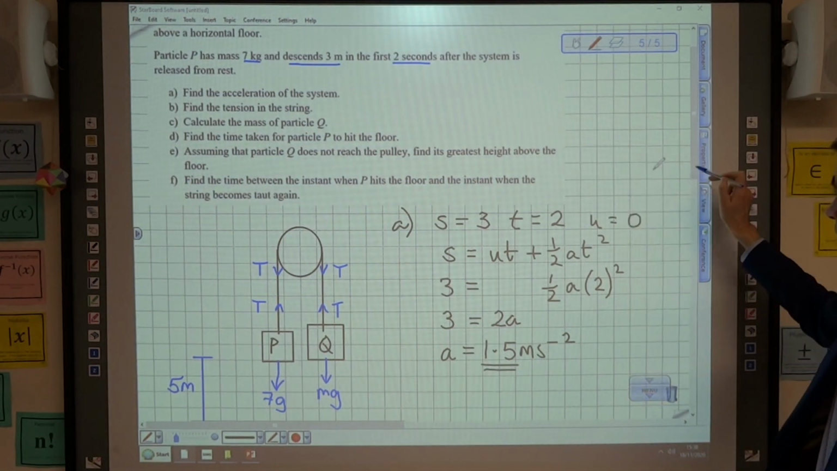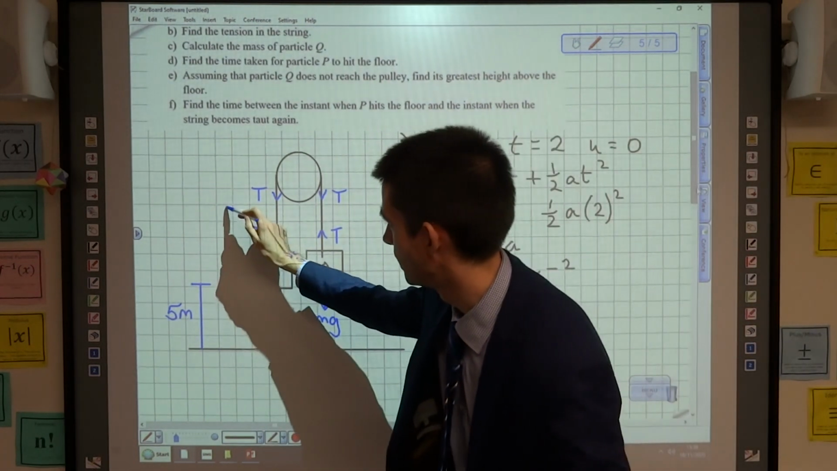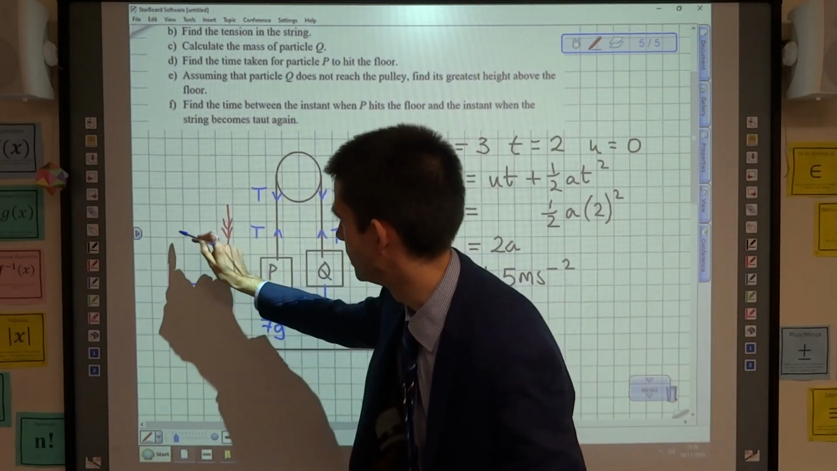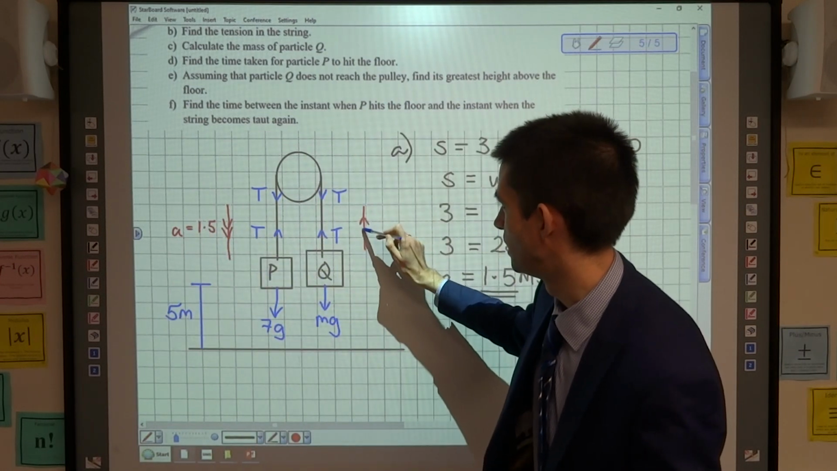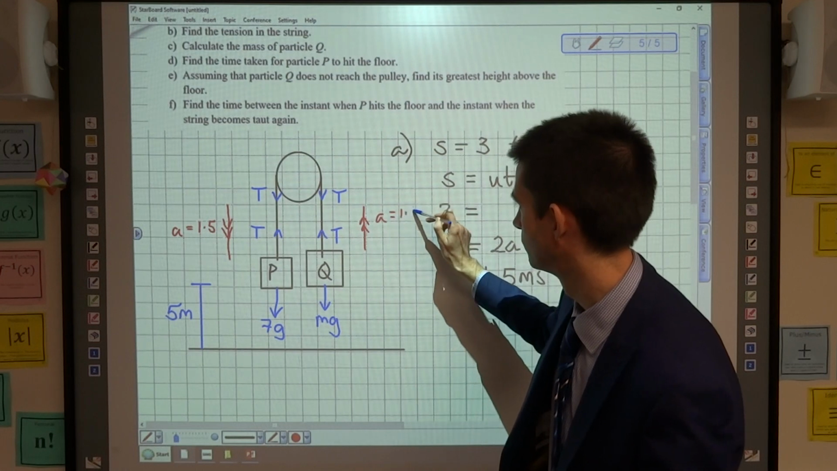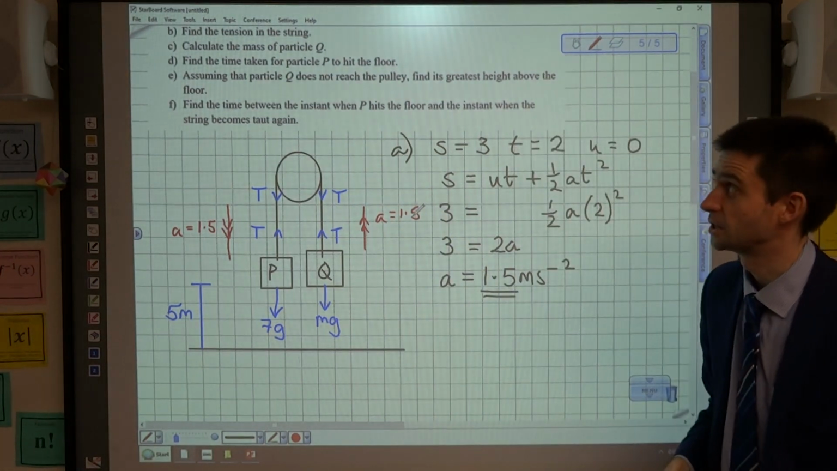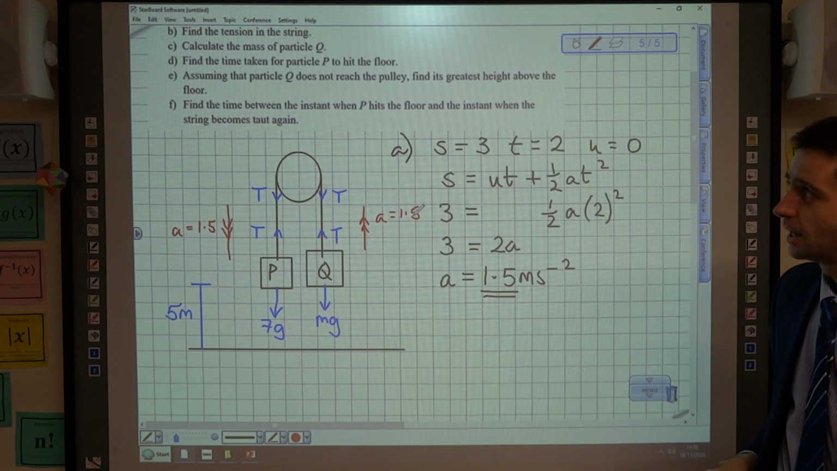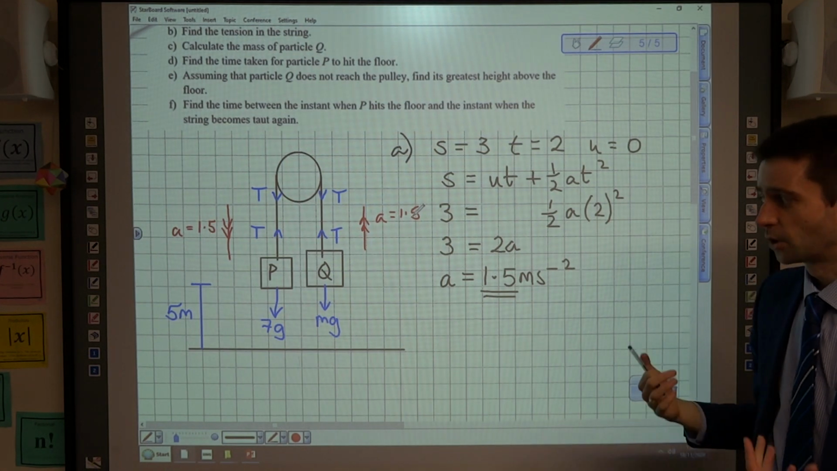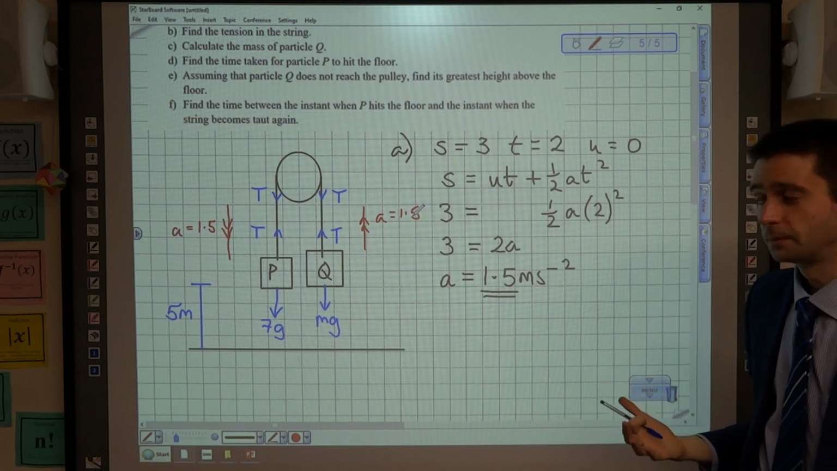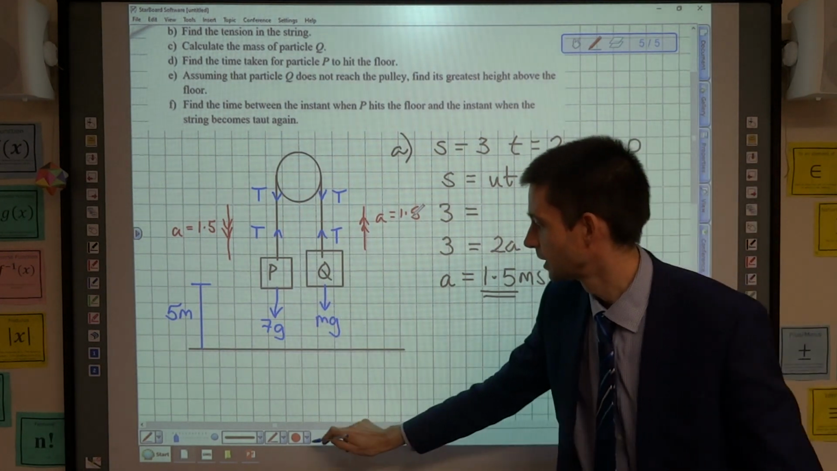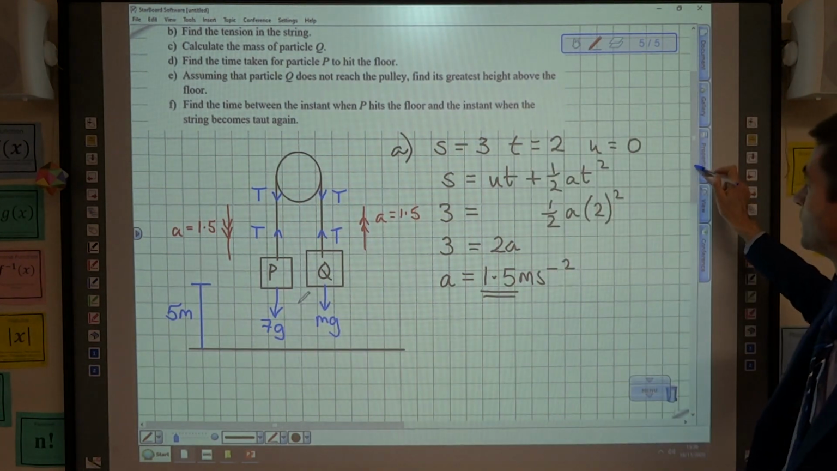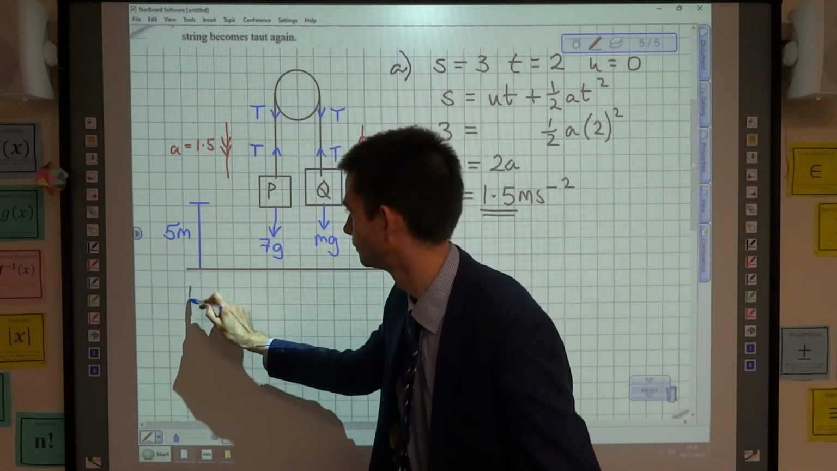And now that I know that information, I'm going to add it onto my diagram, because the acceleration in this direction is 1.5 and the acceleration in this direction is 1.5. So that's the acceleration. Now part B, find the tension in the string. So I need to make a choice now of which particle I'm going to resolve for to do that. I'm not going to choose Q because I don't know its mass. So to do part B, I'm going to resolve for P.